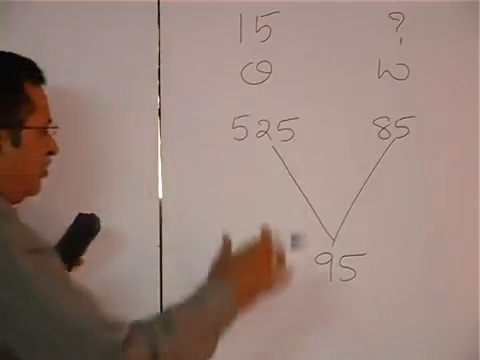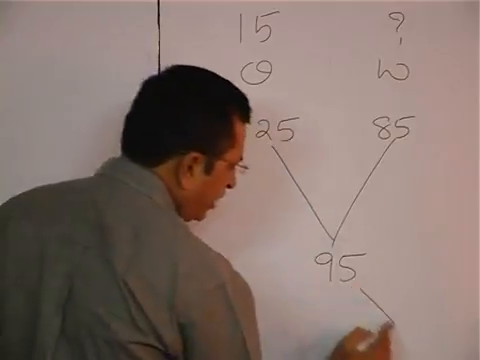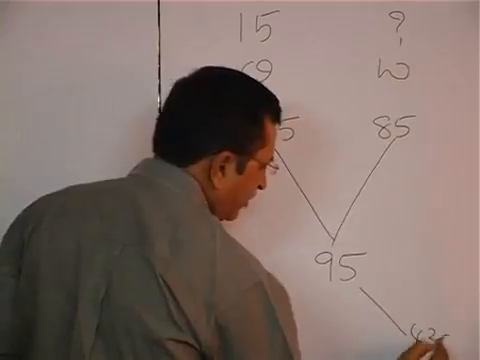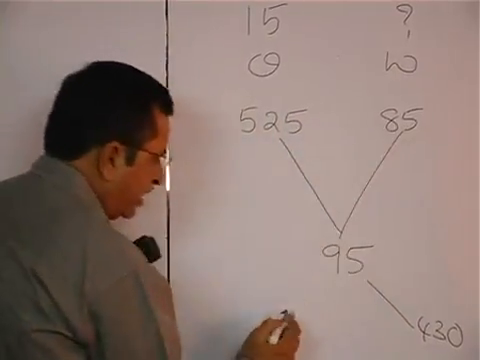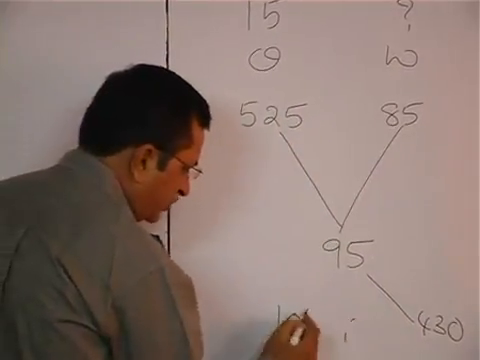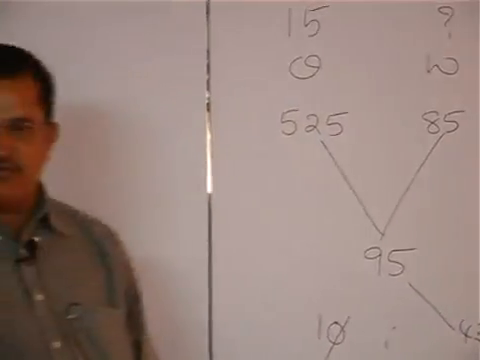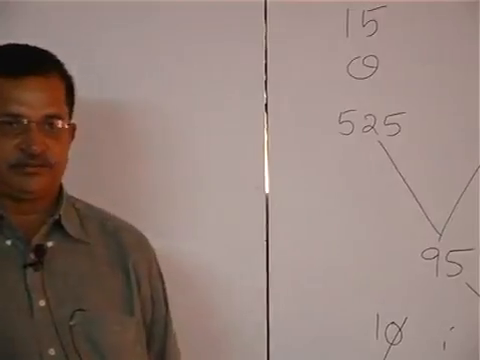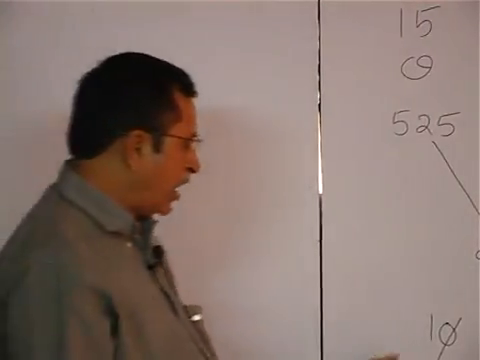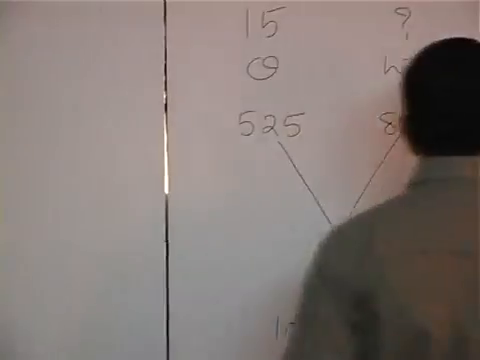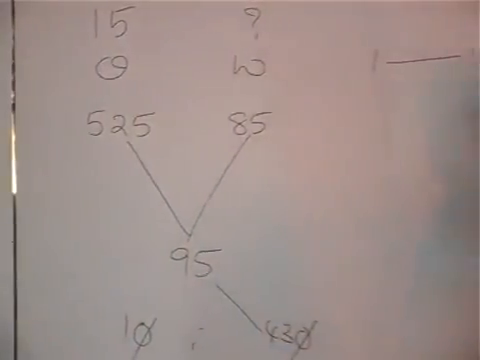So 525 and 95, 430 is the difference. 85 and 95, 10 is the difference. So officers and workers are in the ratio of 1:43. One part is equal to 15 members.